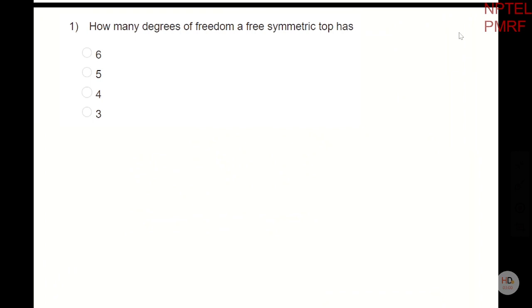So the first one is, how many degrees of freedom does a free symmetric top have? So the top is free, so it can be in any direction, anywhere. So you have 3. Still, you can point its axis anywhere, so 2, and you can make any rotation, right, by any angle. So it's a free thing. So it has 6 degrees of freedom. The symmetric does not mean anything here. It does not change the fact that it has still 6 degrees of freedom.